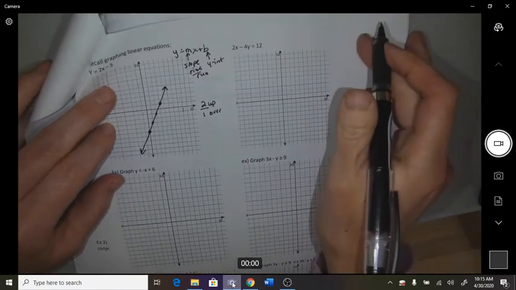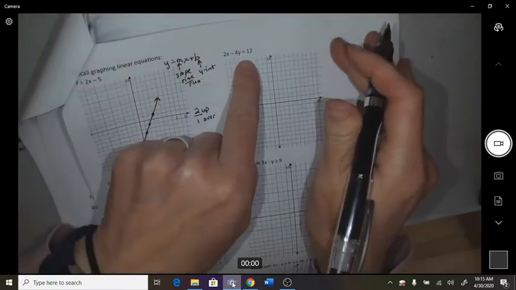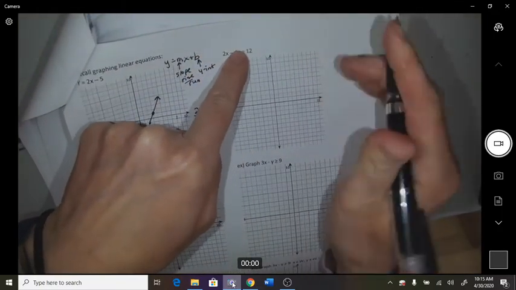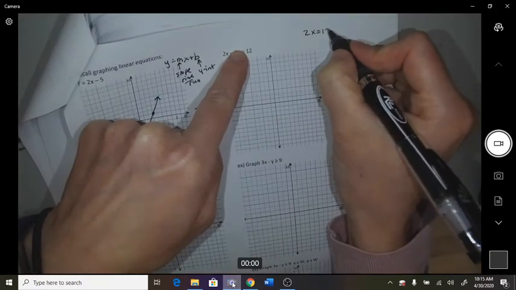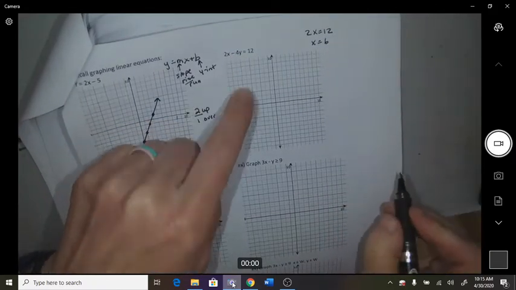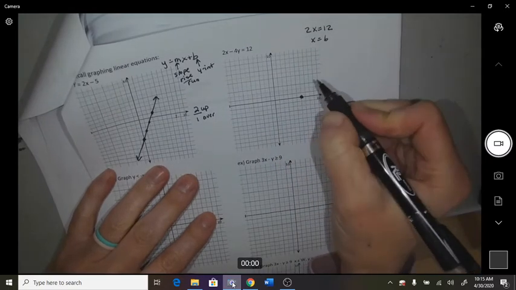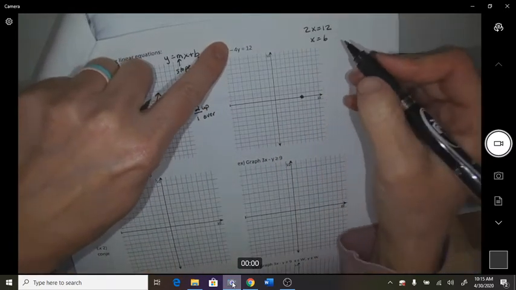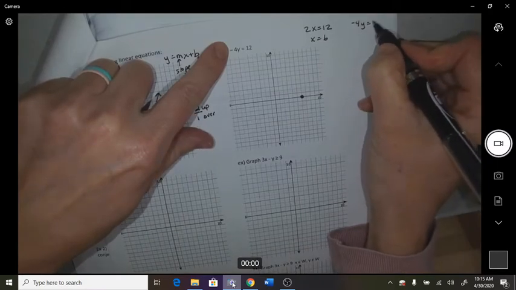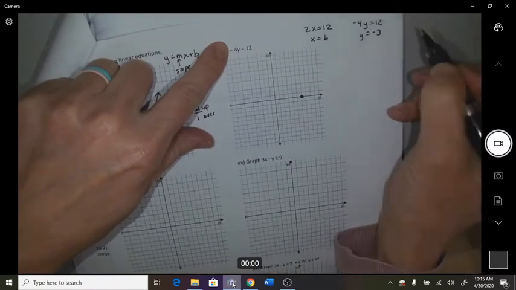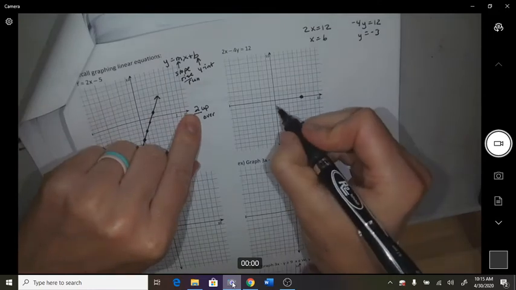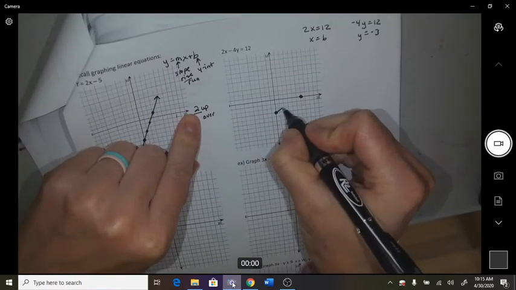Okay, you also learned to do intercepts. If I cover the y term up, 2x equals 12, so x equals 6. And if I cover the x up, I get negative 4y equals 12, so y equals -3. And then there's my line.